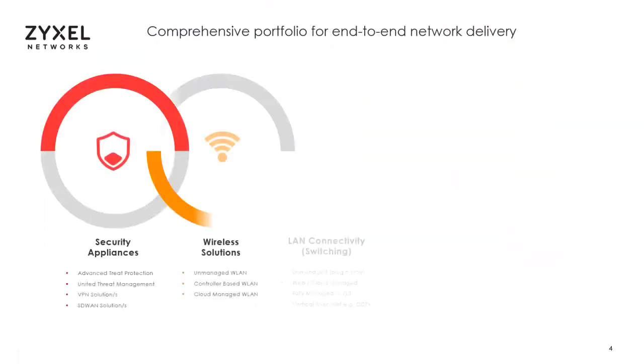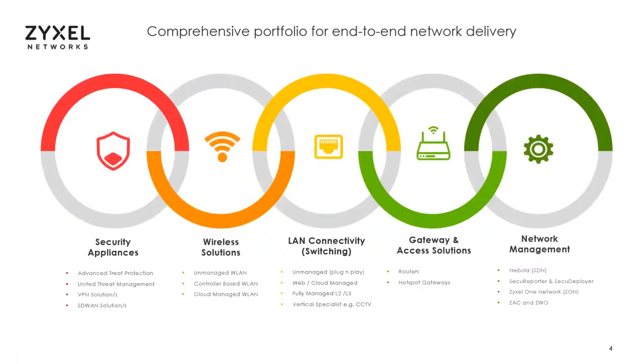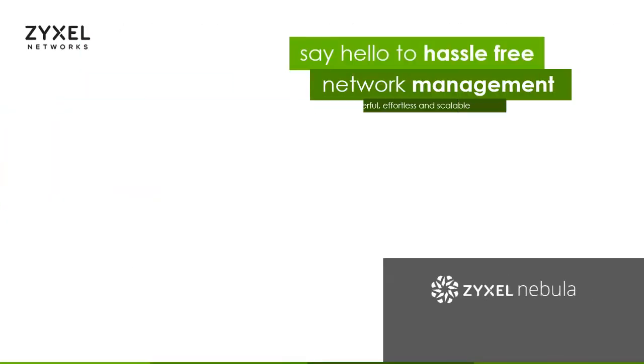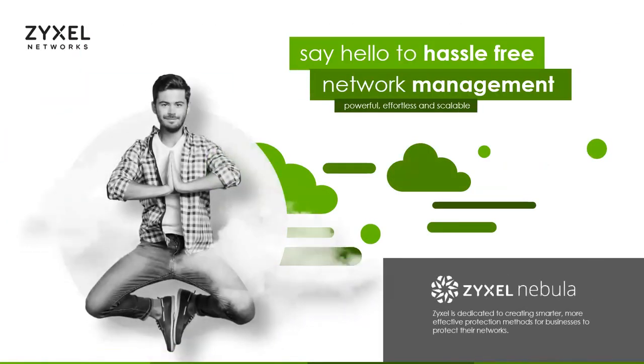When it comes to our channel products, we break them down into a couple of different categories here: security appliances, wireless solutions, switching, consumer gateway stuff, although we don't really sell a lot of that these days, and network management. That's things like our Nebula Cloud platform, as well as things like SecuReporter. We'll talk a little bit more about those as we go through. So I'm going to start by talking about Nebula.